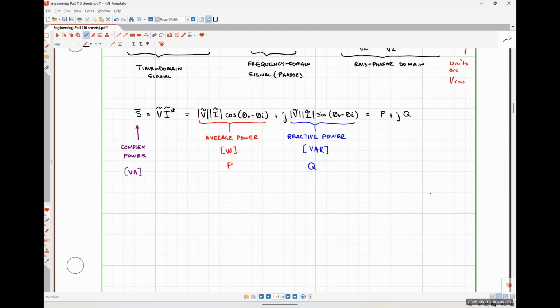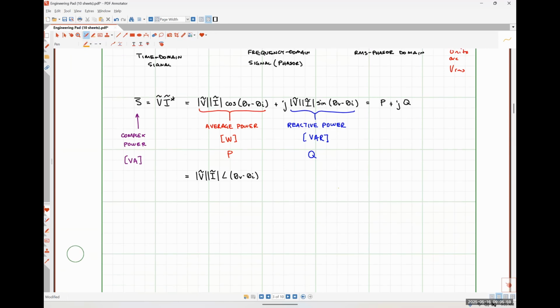All right, so let's get into polar form then. So in polar form, our complex power would be expressed as the magnitude of our RMS phasor voltage V times the magnitude of our RMS phasor current I with an angle of theta V minus theta I. Okay.